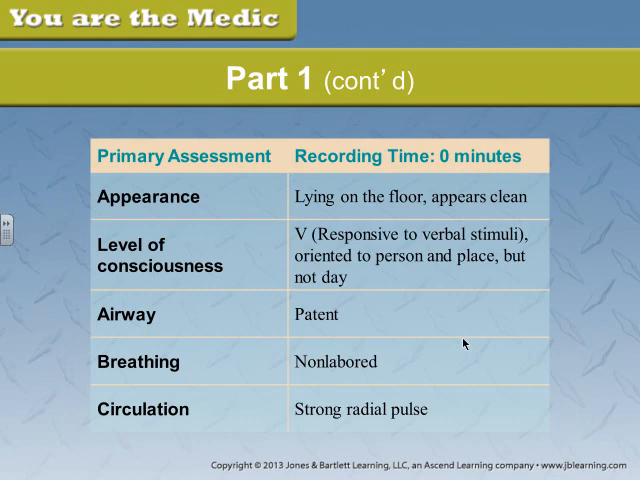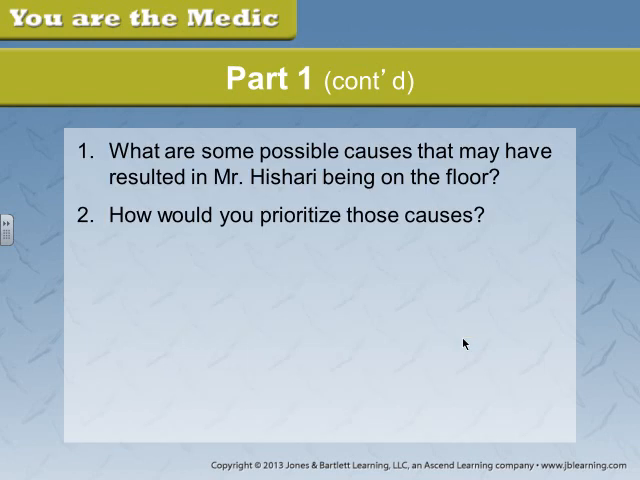So, he's responsive to verbal stimulus. Lying on the floor, clear, good airway, breathing's good. What are some possible causes that have resulted in Mr. Hishari being on the floor? Alright, low blood sugar. He is type 2 diabetic. Alright, stroke, possible CVA. Just a fall. Altered level of consciousness. If you really wanted to get real deep into it, you may think UTI, something like that, because he's got altered level of consciousness.